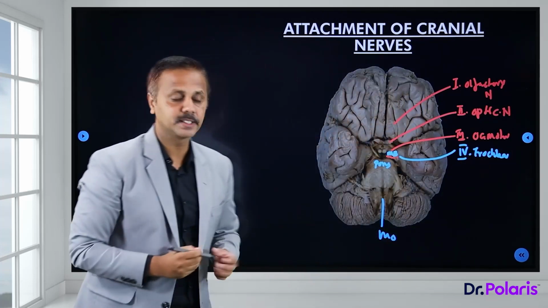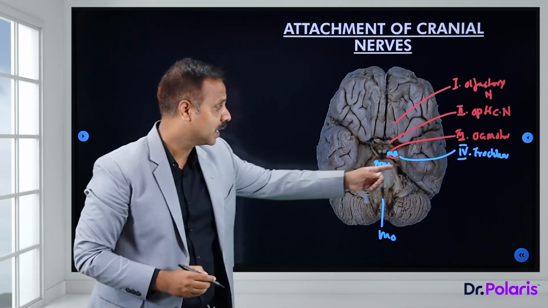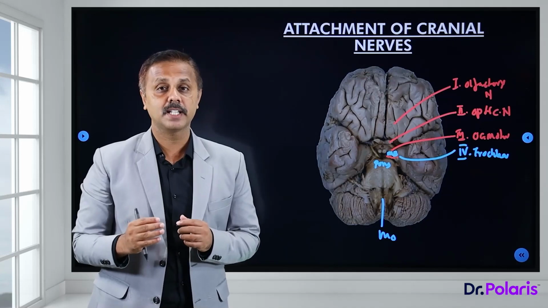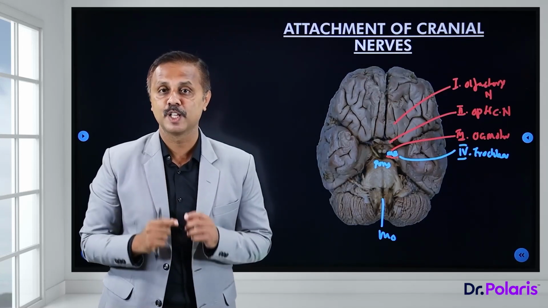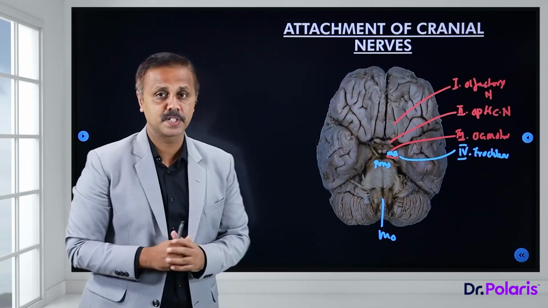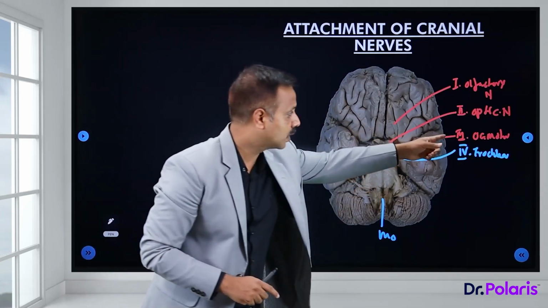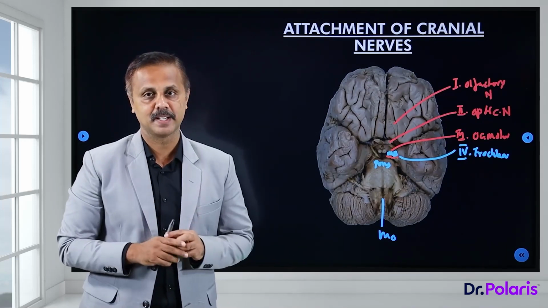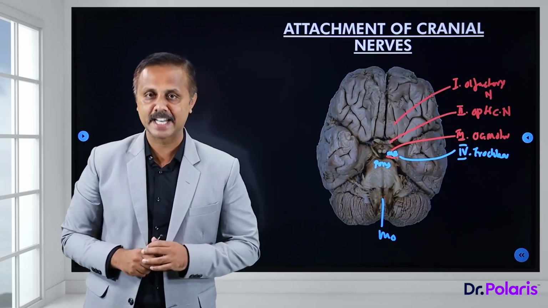Now, why am I writing this in a different color? I'll repeat again. Trochlear nerve is the only cranial nerve that is attached to the dorsal aspect of the midbrain. Right? This is regarding the first 4 cranial nerves. So we have 2 cranial nerves, oculomotor and trochlear, which are attached to the midbrain. Right? Let's talk about the next nerve.